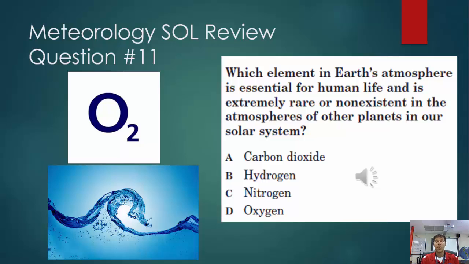Similar question. Remember, whenever you see a question that's asking you about life flourishing or the most important elements to life on the earth, always look for oxygen or water. Which element in the Earth's atmosphere is essential for human life and is extremely rare or non-existent in the atmospheres of other planets in our solar system? And our best answer here, again, is oxygen.